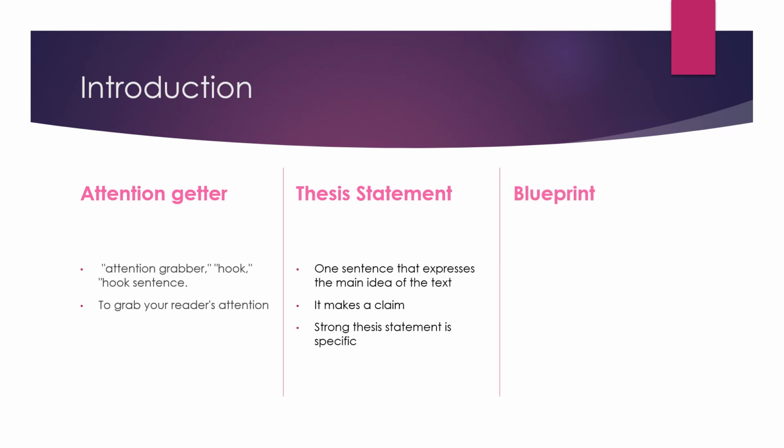Then comes the blueprint, which is a list of topics you plan to cover in order to prove your thesis. So the blueprint is kind of a roadmap or a dashboard in a car that tells the reader what are the main components or arguments you'll be defending throughout the body. Now the body.